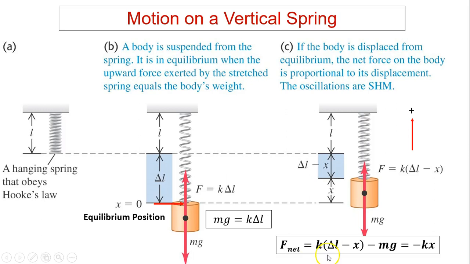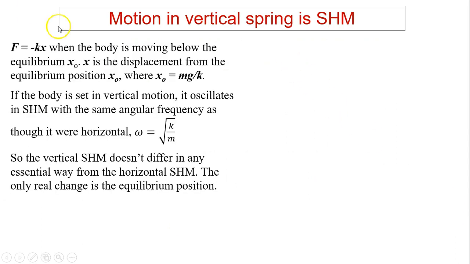The net force equals spring force minus mg, because up is positive, so mg is negative. That gives us negative kx, because k times delta L equals mg. So k delta L and mg cancel, and what you have left is negative kx. This is the equation for simple harmonic motion. So F equals negative kx even when the body is moving below the equilibrium position. X is displacement from that equilibrium position.